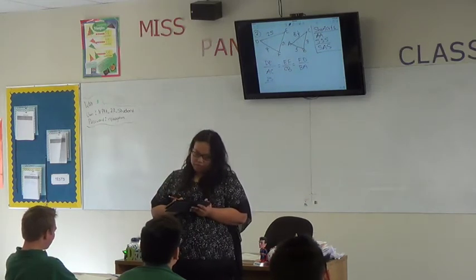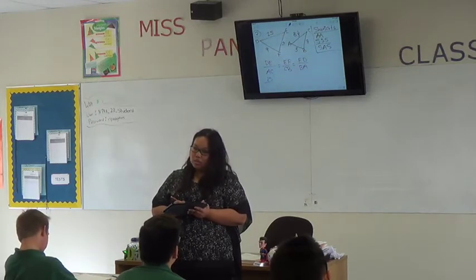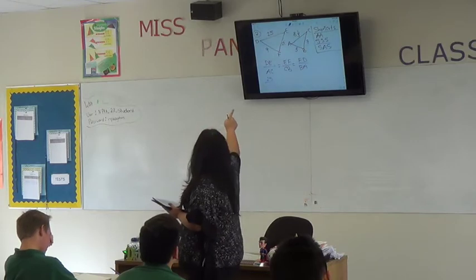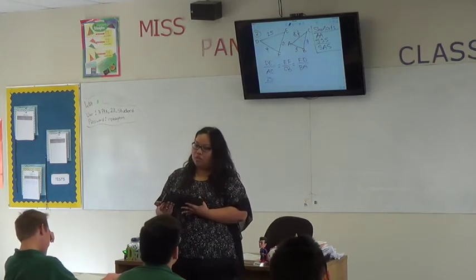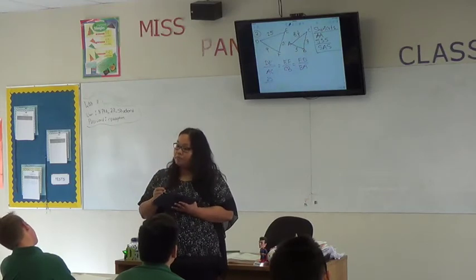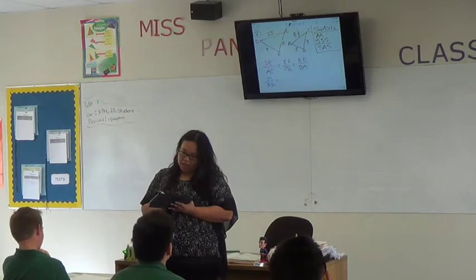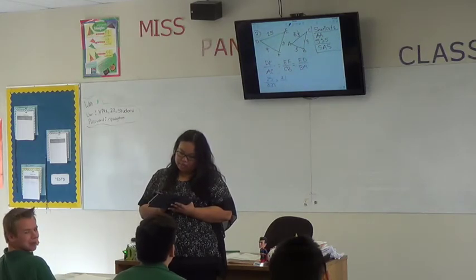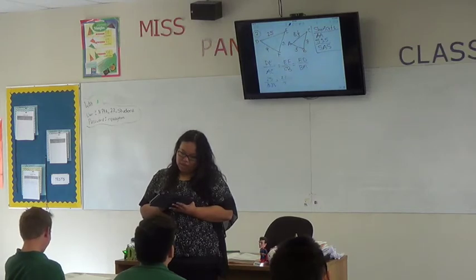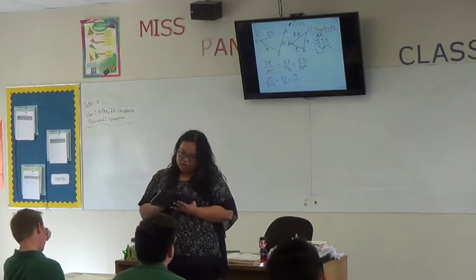AC, sweetie, AC. What is it, guys? 8.33. EF is 21. CB is 7. And then FD, and then BA is 3.